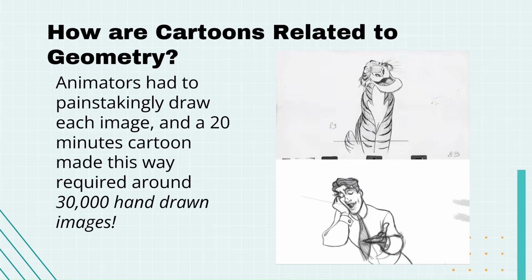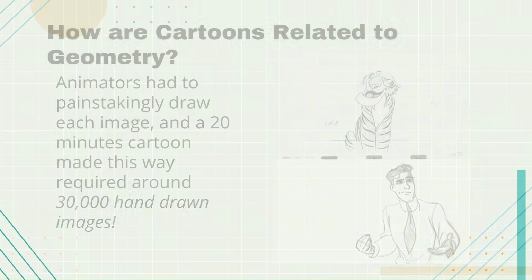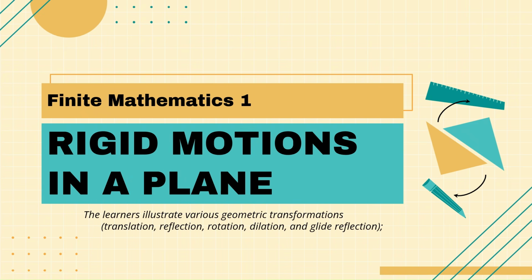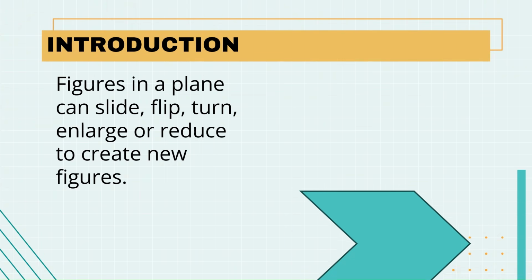That is around 30,000 drawings for a 20-minute cartoon. But here's the interesting part. That movement is actually math. Yes, geometry. And today, we're going to explore how movement in geometry works through something called rigid motions in a plane. So let's start simple.